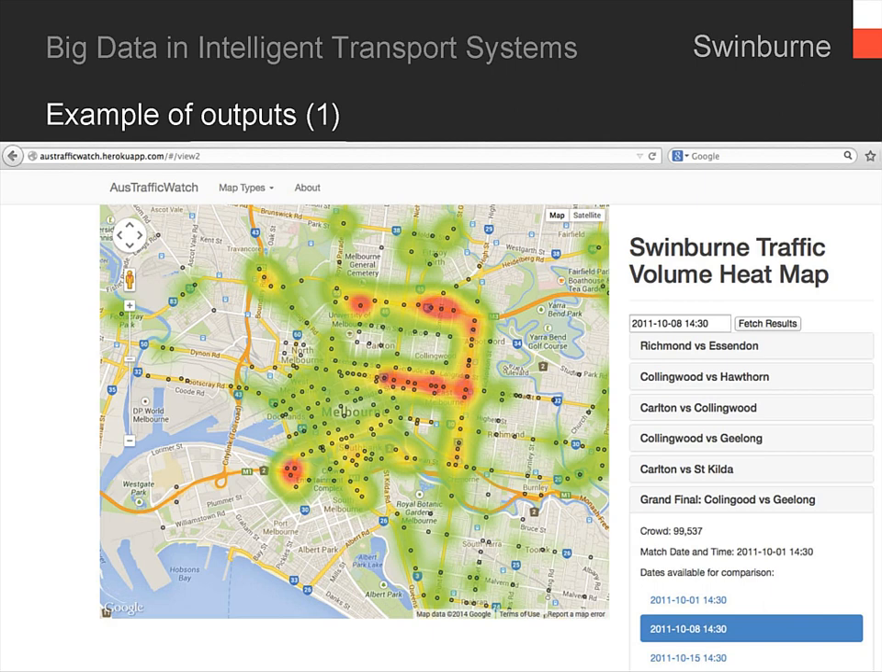Even though our existence is only in the last 2 years, we've done quite a substantial amount of research. We are now known as an active group in Australia in intelligent transport systems. This is a visualization that we have done in our group, showing how traffic congestion occurs at the grand final football in Melbourne, for example. So we can show where the hotspot is just after the grand final.